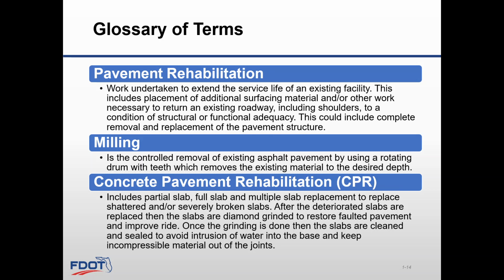Concrete pavement rehabilitation, CPR, includes partial slab, full slab, and multiple slab replacements to replace shattered and/or severely broken slabs. After the deteriorated slabs are replaced, then the slabs are diamond ground to restore faulted pavement and improve ride. Once the grinding is done, then the slabs are cleaned and sealed to avoid intrusion of water into the base and keep incompressible material out of the joints.